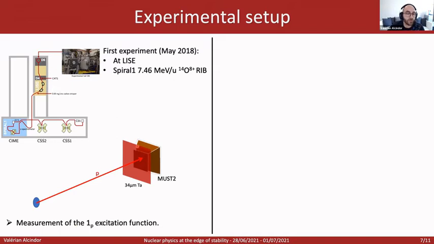So we used the MUST2 detector, which was measuring angles between 0 and 5 degrees. Also, since the detector was at 0 degree, we protected it with a 34 micrometer tantalum foil to stop the beam. And this detector was composed of 2 stages. One was a 128 strip DSSD, both X and Y, and another one which was a 4x4 CsI crystal array.